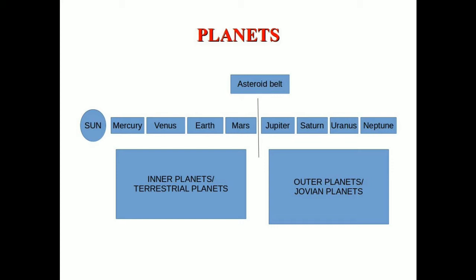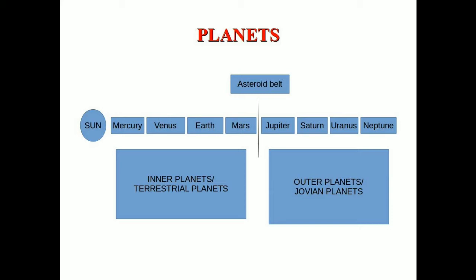The outer planets or giant planets or Jovian planets include Jupiter, Saturn, Uranus and Neptune. Jovian means Jupiter-like planets. Jupiter and Saturn are gas giants made of hydrogen and helium. Uranus and Neptune are ice giants made of substances with a relatively high melting point called volatiles, like ice, methane and ammonia.